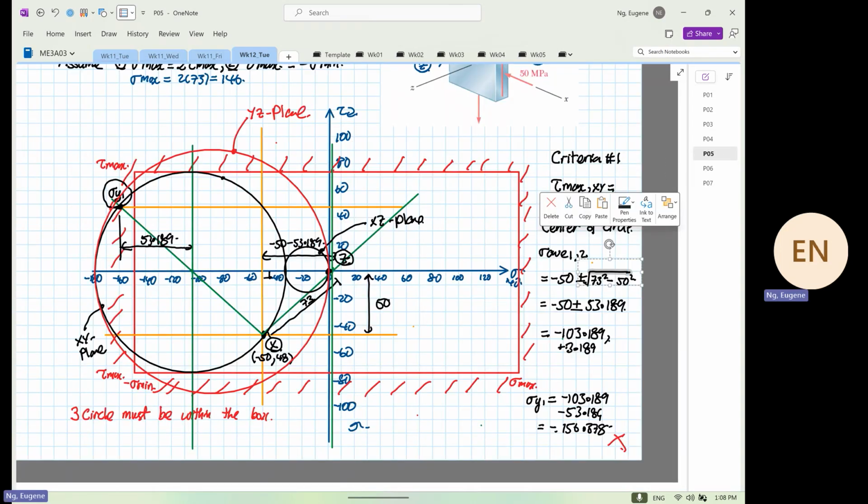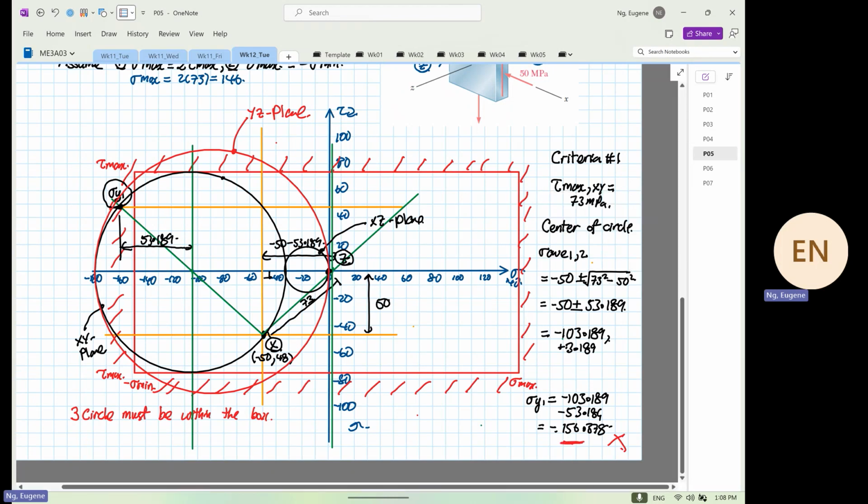Let me check, okay? But you can see why they got it as 160. I got it at 156. I will check later on where I made the mistake. You see my mistake? Yeah.